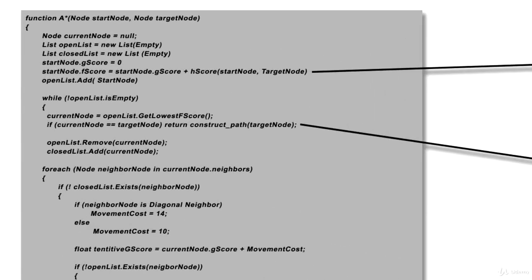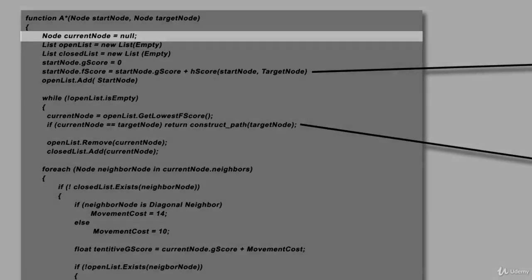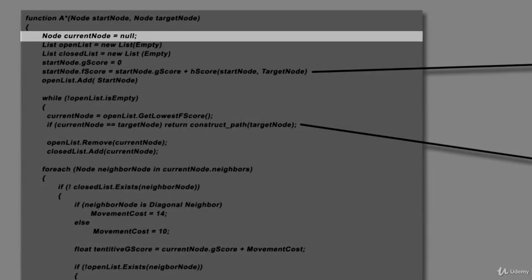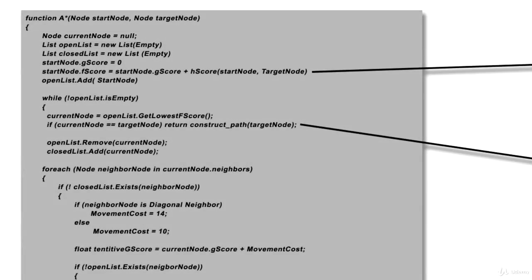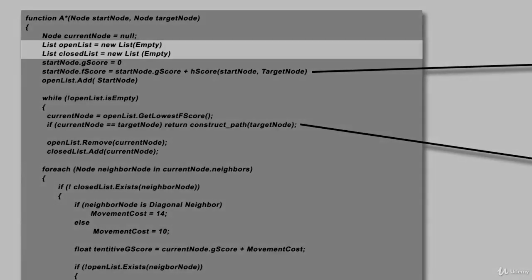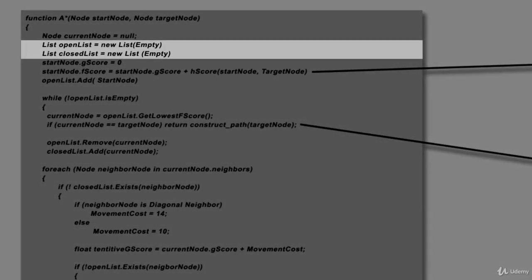So at the start of the function, we declare a variable of type node called current node, which is initially set to null. This is going to be used to reference the node that we're currently processing with each iteration of the search loop. This is where we're going to store the node that we fetch out of the open list with each iteration.